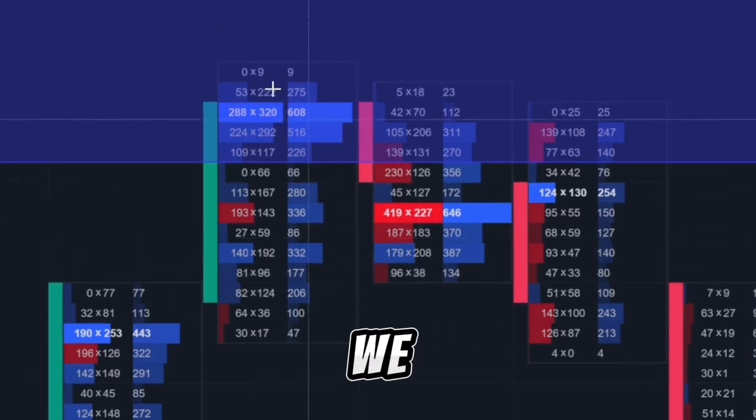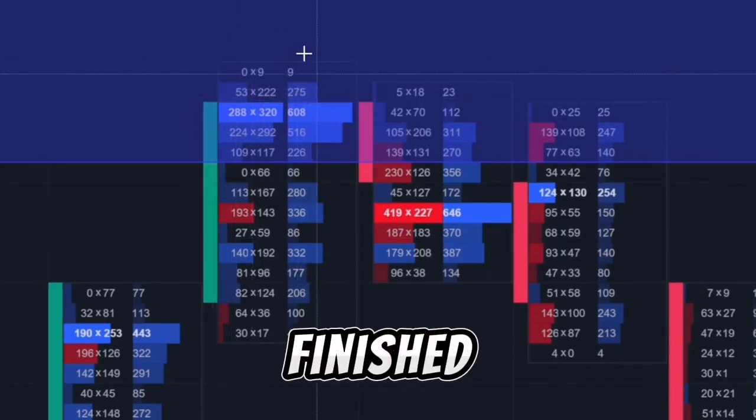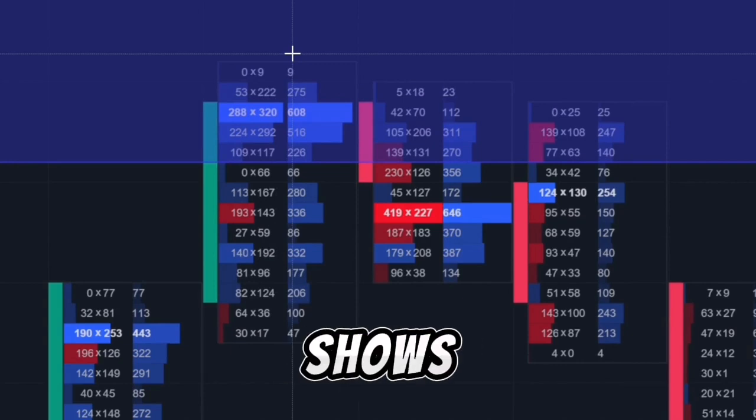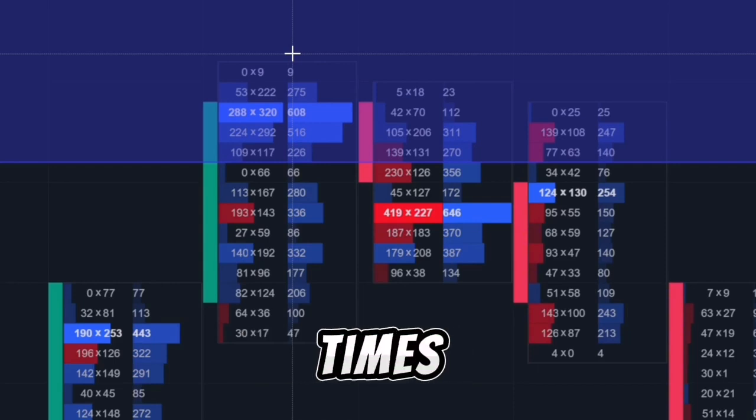So again, we see 0 for 9. So we see an auction wipeout. This is a finished auction because we see a 0 on one side. Now look at how we see 53 by 100 by 222. That shows you there's an approximate 4-to-1 ratio. There's 4 times as many market participants hitting the ask than the bid. So there's a lot more aggressive buying than selling at this zone.